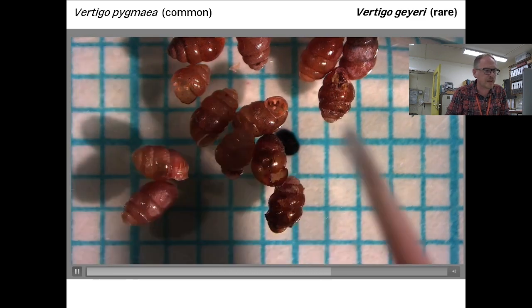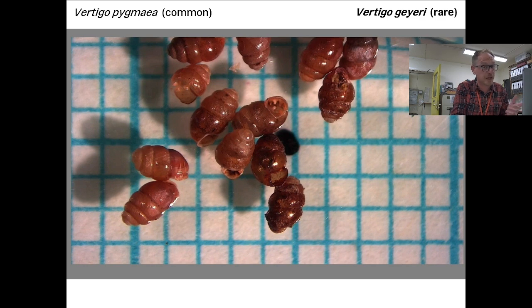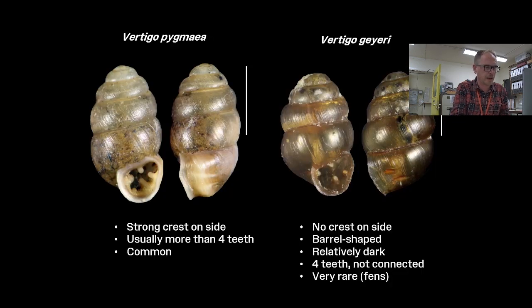One of the distinctive things about geyeri is it's got fewer teeth, and the teeth are very weak, but that's difficult to make a judgment on alone, because the pygmaea can vary quite a lot in how strong its teeth are. So you need to collect specimens and do a proper comparison. Here they are side by side. Another thing about Vertigo pygmaea is it usually has quite a strong crest on the side of the shell.